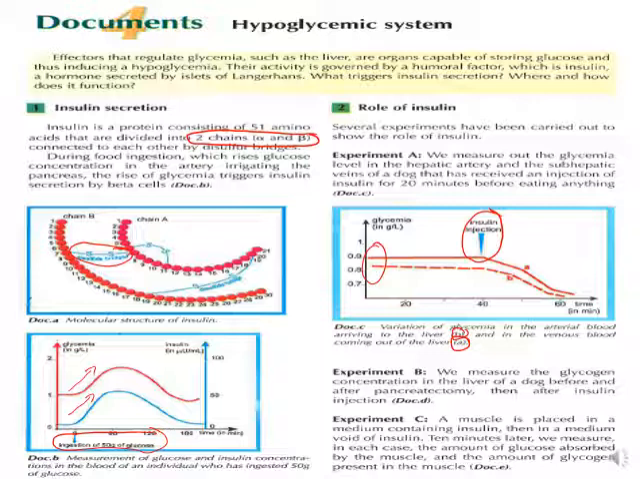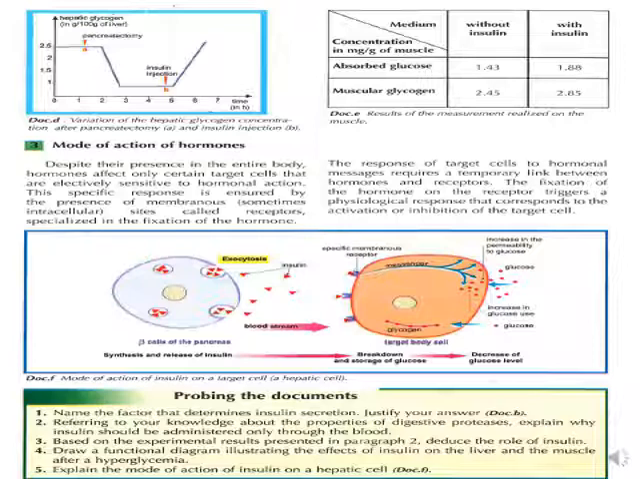Experiment B, we measure the glycogen concentration in the liver of a dog before and after pancreatectomy, and then after the insulin injection. In document D, we're going to move to this. And experiment C, a muscle is placed in a medium containing insulin, then in a medium void of insulin, for 10 minutes. We measure in each case the amount of glucose absorbed by the muscle and the amount of glycogen present in the muscle. So, document D: before the pancreatectomy, the hepatic glycogen level was 2.5 gram per 100 gram of liver.